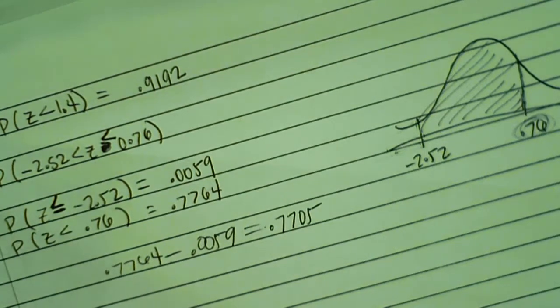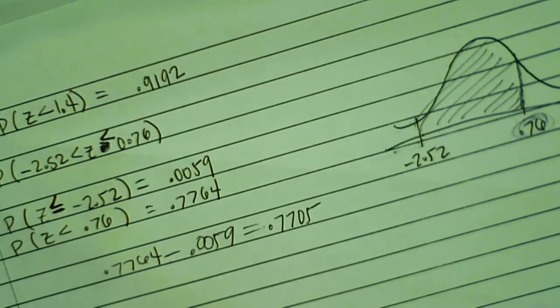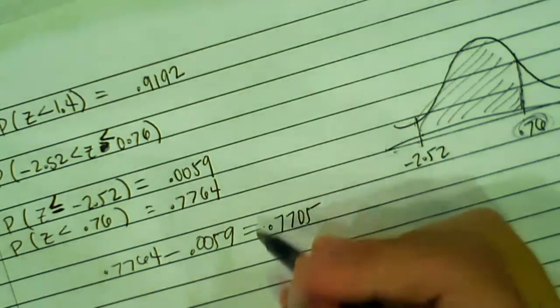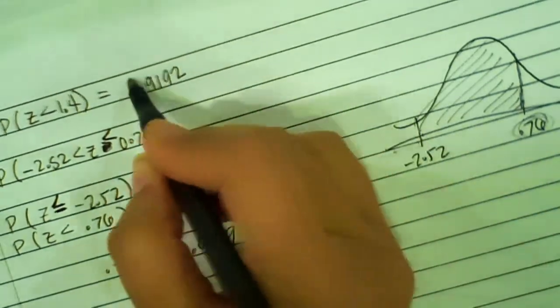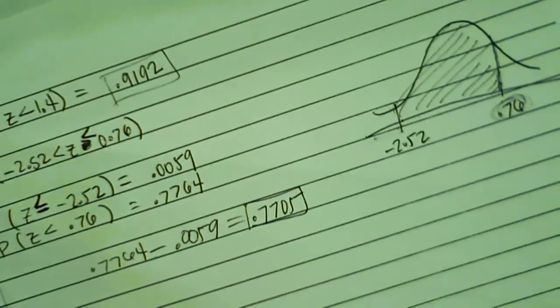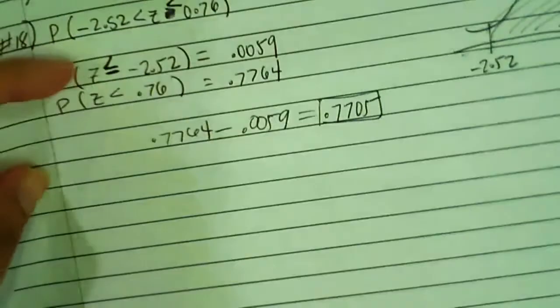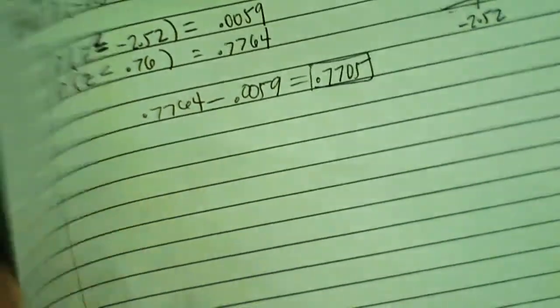So that gives 0.7705. Is that what you guys get? Does that make sense to everyone? I feel like Z-scores are pretty important. Okay, let's do the next one.